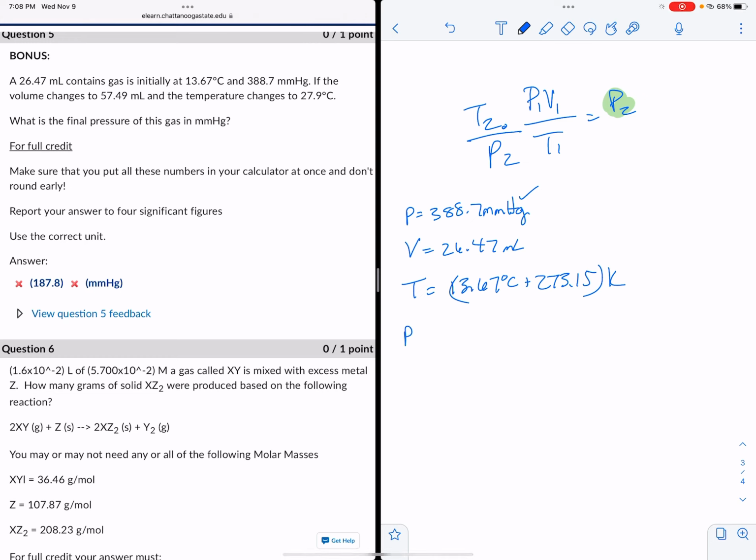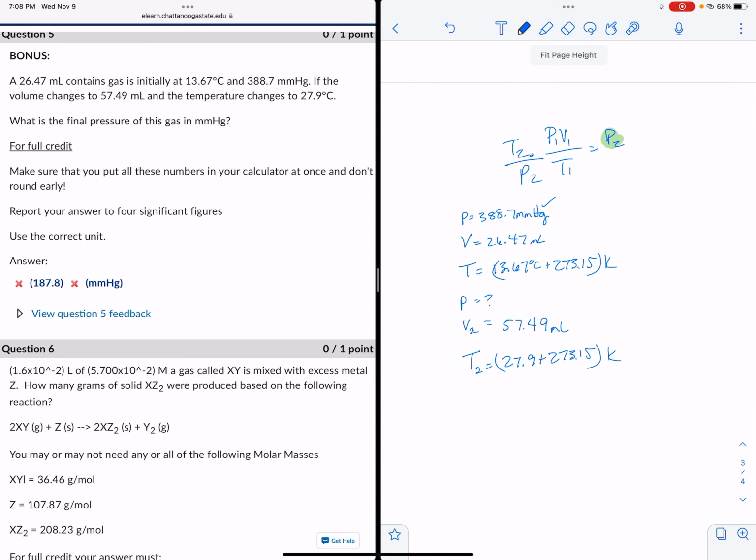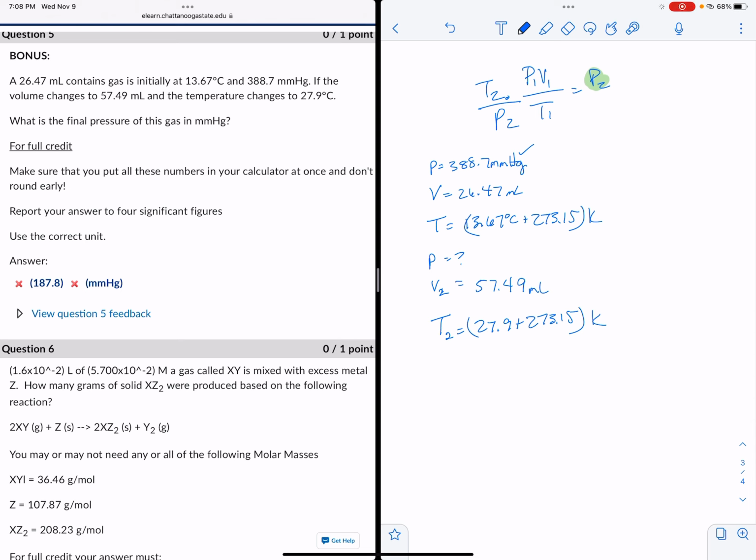And then we're going to repeat again. This is what we're looking for. V is the 57.49. That's the new volume. And then the second temperature becomes 27.9. And again, I go ahead and write in the little conversion right there. So I just got to fill it in. And that's 1, 1, and 1.